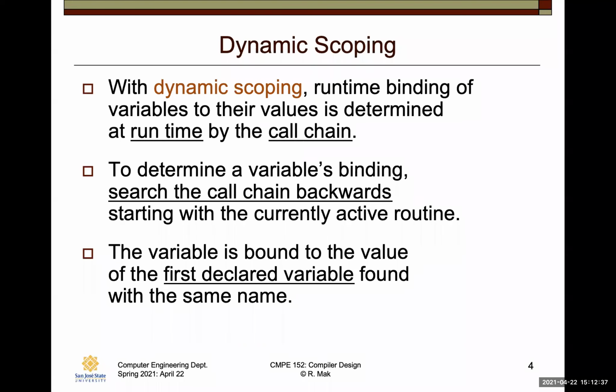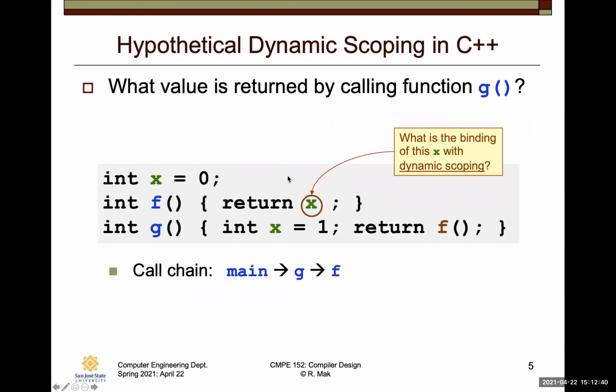Let's see what all this says here. Again, we have the same program, but we're going to pretend that C++ has dynamic scoping. So once again, what value is x? Well, here's the call chain. Remember, with dynamic scoping, the call chain is important. Main calls G, which calls F. At this point, we look backwards in the call chain until we encounter the first time that X is being declared.